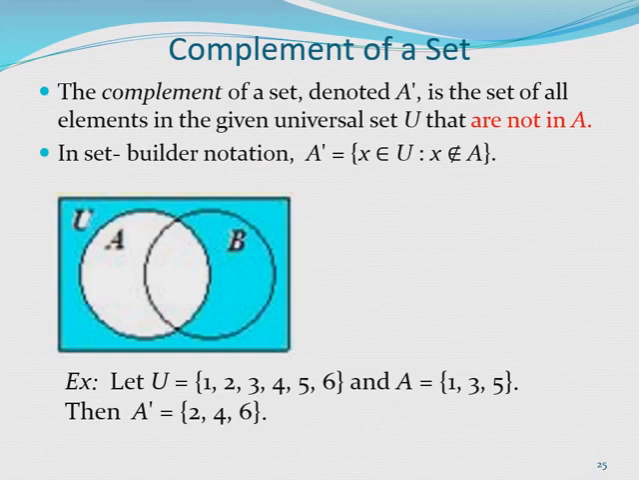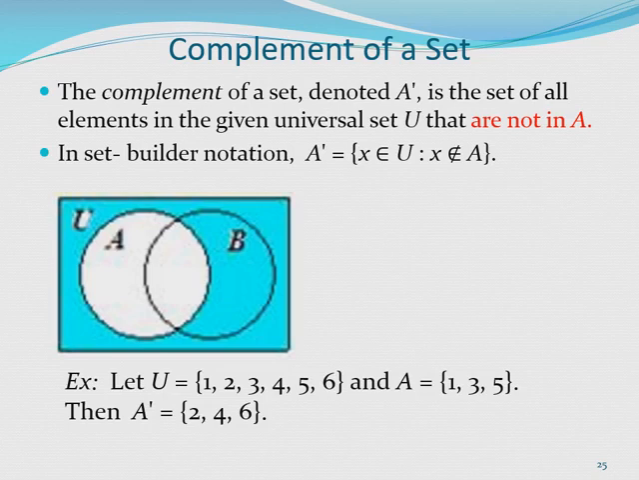Complement of a set. The complement of a set, denoted by A dash, is the set of all elements in the given universal set that are not in A. A dash is the set of all x in U such that x does not belong to A. The example clearly illustrates what the complement of set A is.